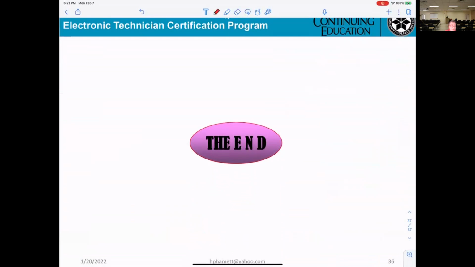Basic DC. We still can get a little more detail on some, but at this time we don't need it. For example, talking about superposition theory, talking about Thevenin equivalent, but it's not at this time. That is very basic that technicians are supposed to know. So any question, anything?